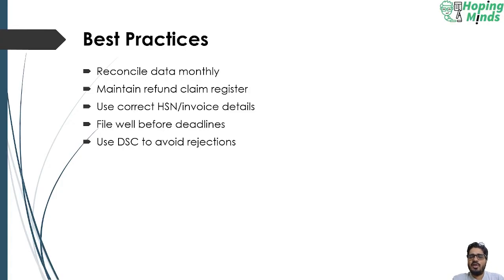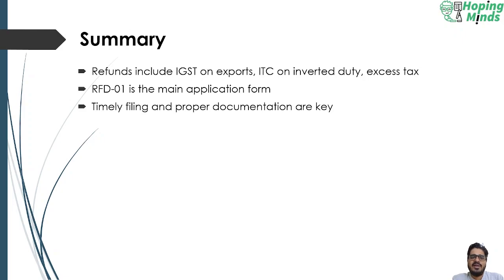So the prescribed timeline of 2 years must be strictly adhered to, and use of DSC to avoid rejections. So DSC should be preferred over EBC in case of refund applications. Then to summarize, refunds include IGST on exports, ITC on inverted duty structure and excess taxes paid by the taxpayer. Then RFD01 is the application form to claim refund, and timely filing and proper documentation are the key for successful refund application.